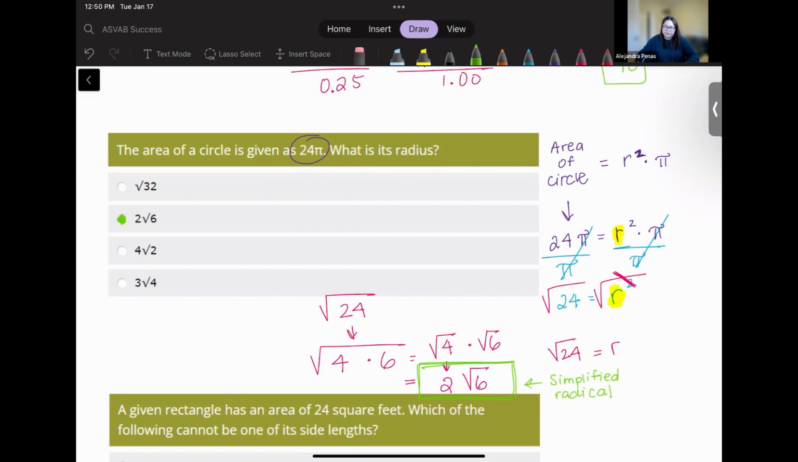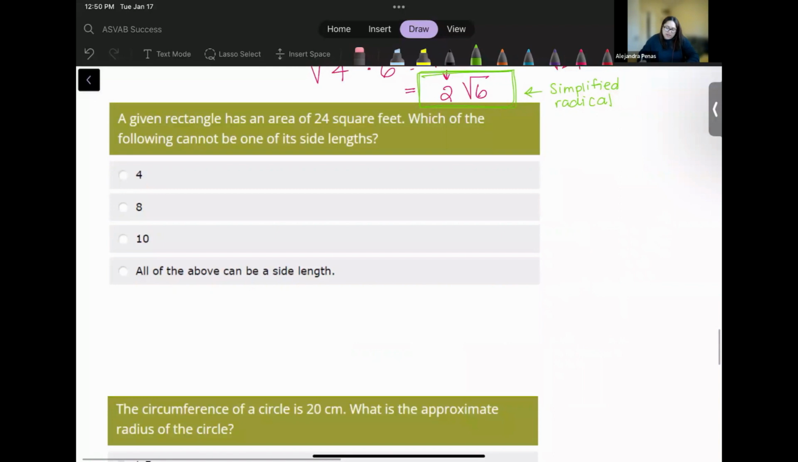All right. Okay. Next one. A given rectangle has an area of 24 square feet. Which of the following cannot be one of its side lengths? Okay, so we have a rectangle.